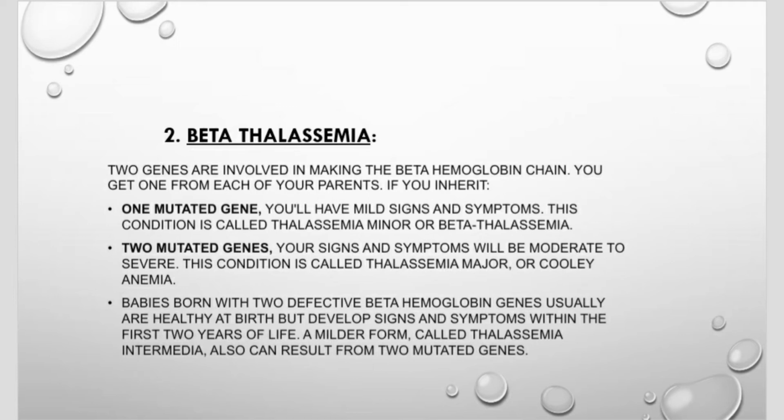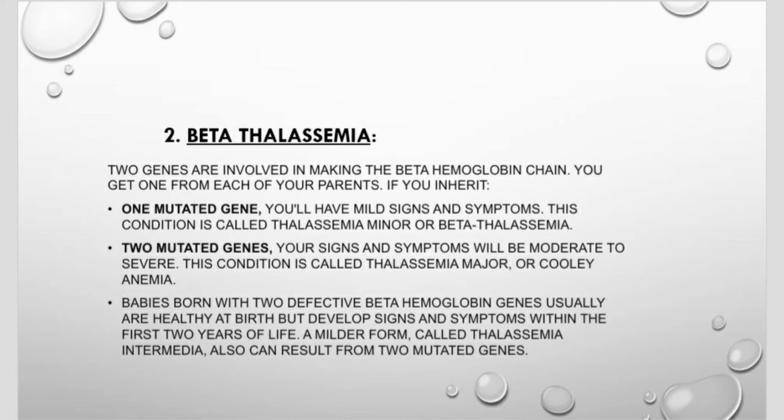I hope all of you know what anemia is. It is a lack of sufficient red blood cells. Babies born with two defective beta hemoglobin genes usually are healthy at birth but develop signs and symptoms within the first 2 years of life. A milder form called thalassemia intermedia also can result from two mutated genes.